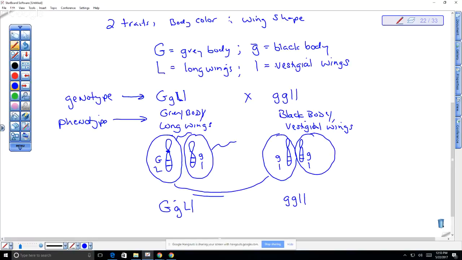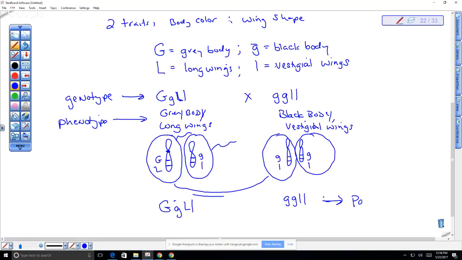So this one could combine with one of these and give me this, okay? The interesting thing about this is that these two offspring are exactly like the original parents, right? They are either gray body, long wing, or black body, vestigial wing. So there's no variation. There's no intermediate, like gray body but vestigial wings, or black body and normal wings. Does everybody see that? Okay. So these are what are called the parental phenotypes.